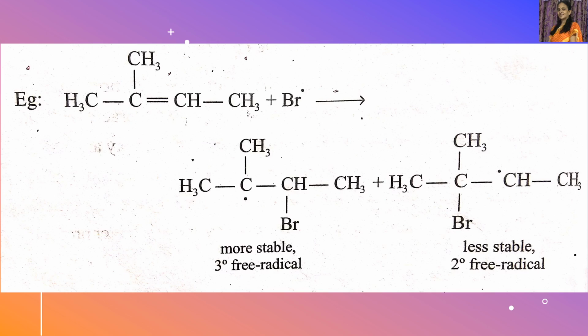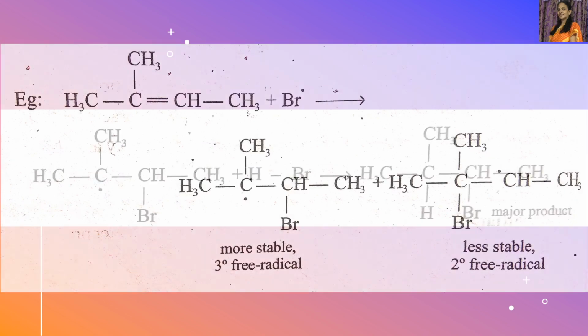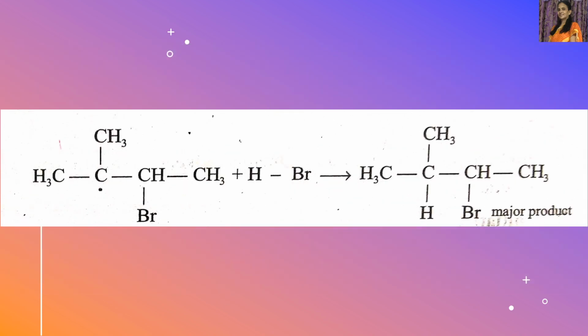That is, the H dot of this HBr goes to this carbon and we will get this alkyl halide as a major product. Okay, so always the more stable free radical is produced during the addition of HBr, therefore we will get a major product according to anti-Markovnikov's rule.